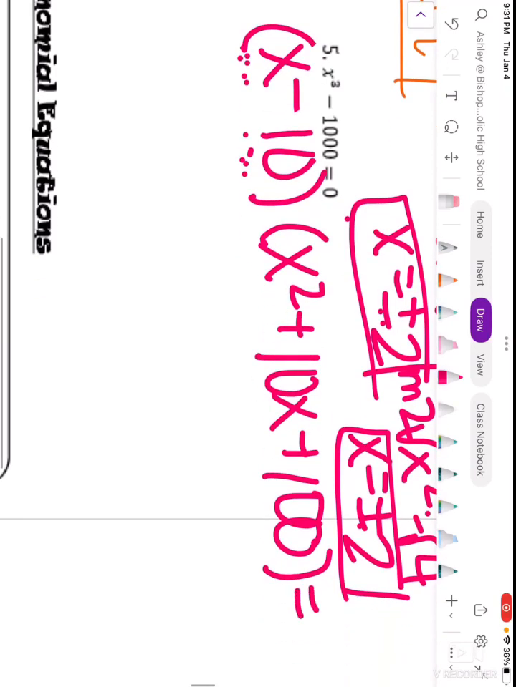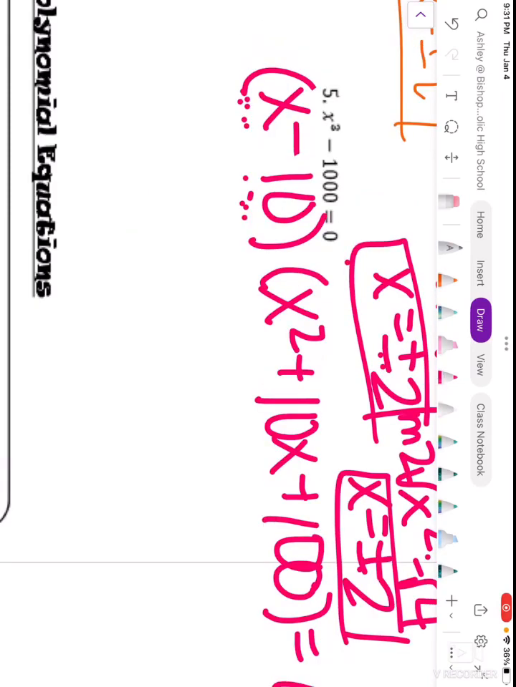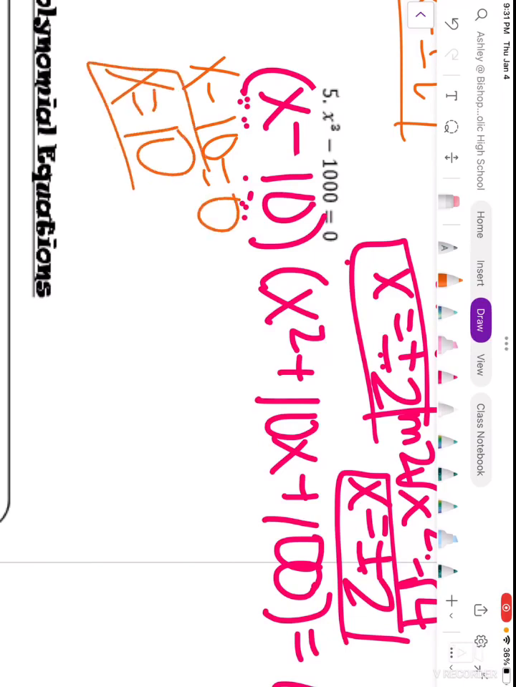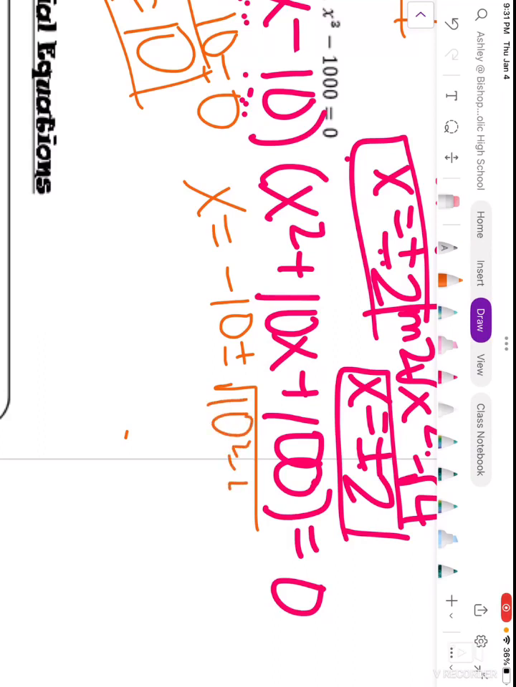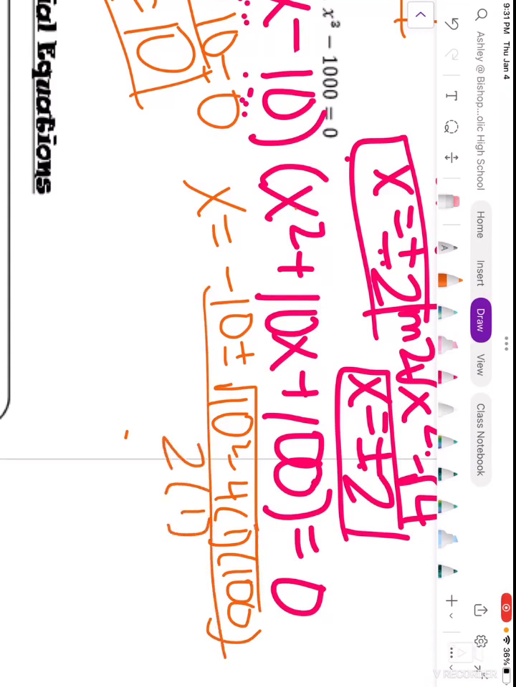Now we're going to set both these equal to 0 and solve. So for the x minus 10 equals 0, that just makes x 10. On this one, there's no factors of 100 that add to 10, so we get to use the quadratic formula. x equals negative b plus or minus the square root of b squared minus 4ac all over 2a. Remember, a is 1, b is 10, and c is 100. And then we just simplify that.